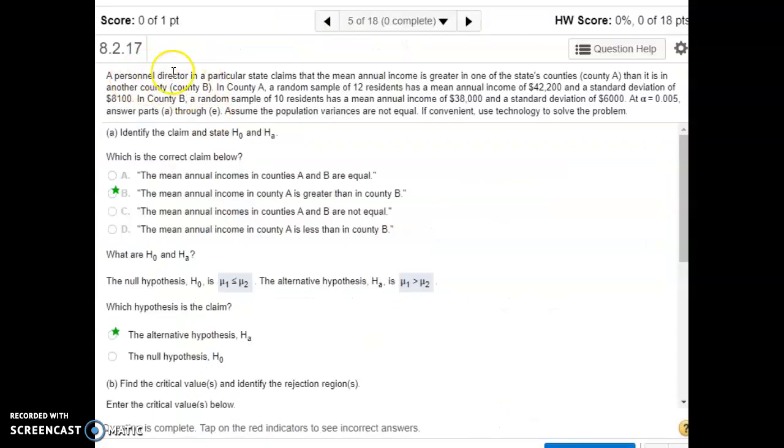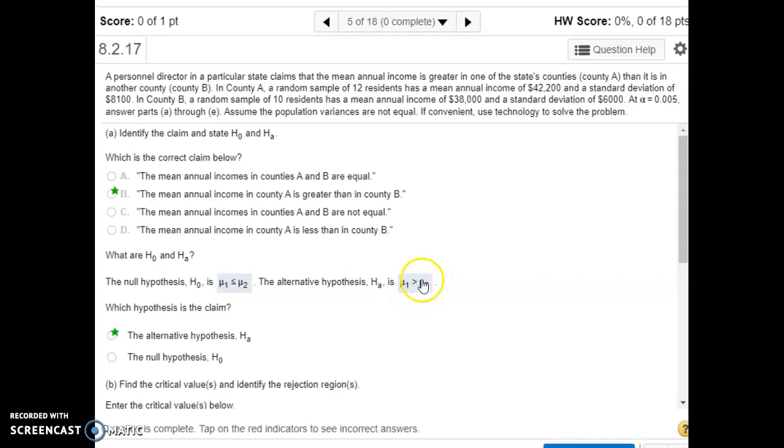Our situation is that someone is claiming that the mean annual income is greater in one county than it is in another county. So the claim is a strictly greater than claim, no statement of equality. So that is going to be an alternative hypothesis with a greater than. The mean from the first population is greater than the mean from the second, which means our null hypothesis then will be the complement of that, which would be less than or equal to for our null.